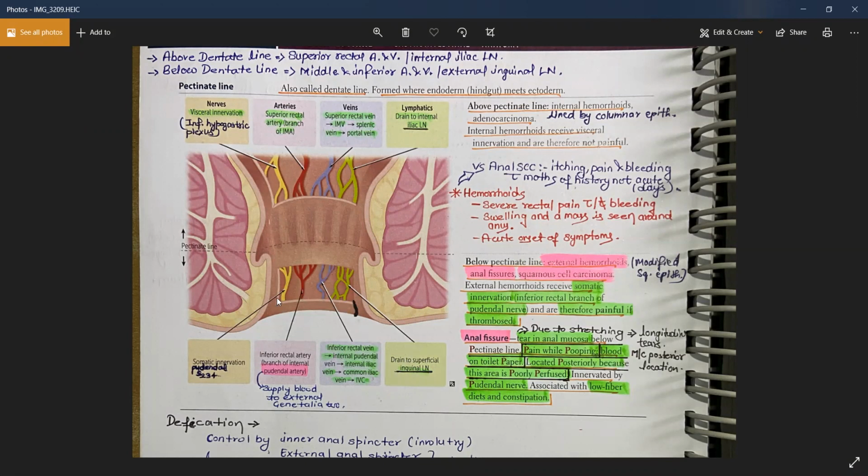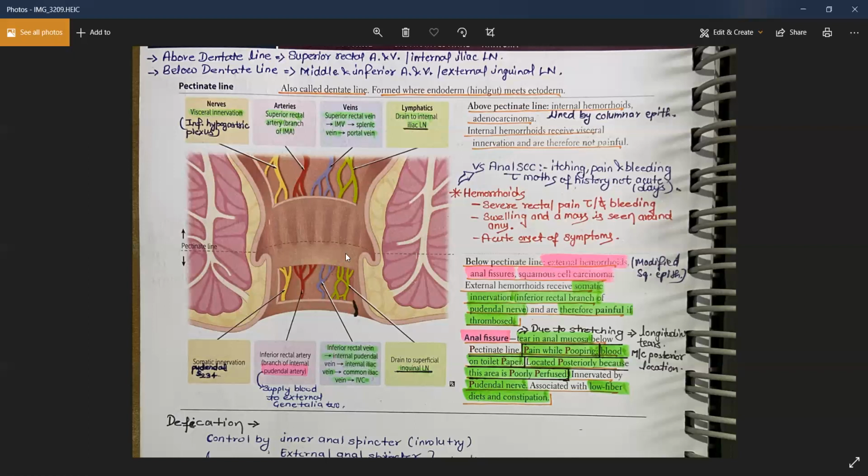And as you can see, the blood below the pectinate line will be directly draining into the inferior vena cava, and the blood in the anal canal above the pectinate line will be draining into the inferior mesenteric vein. So whenever a portal hypertension occurs, all of the blood in the superior rectal vein will start draining by the middle rectal vein and the inferior rectal vein, and that can lead to the anorectal varices also.